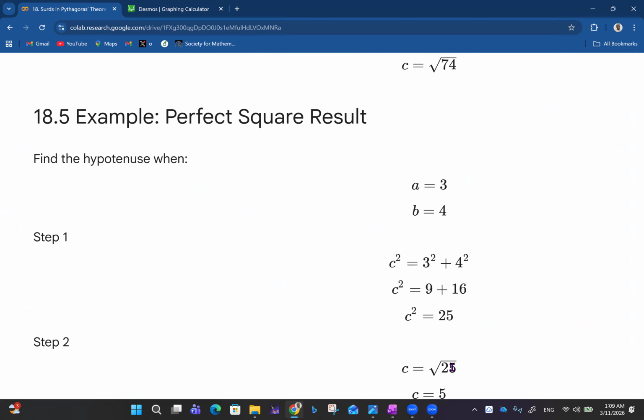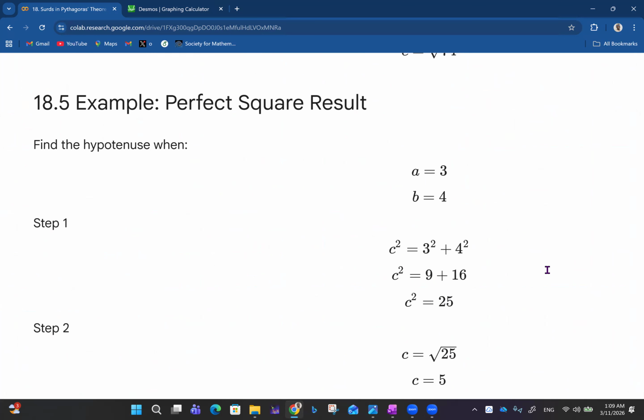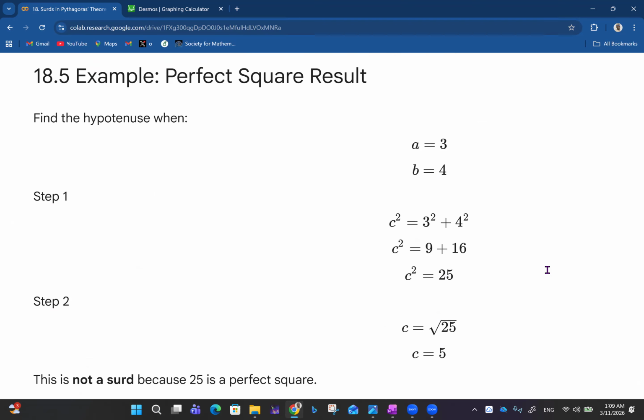Then we move on to talk about perfect square results. We can have cases where the hypotenuse ends up being the square root of a perfect square, and then you can have a rational result. So find the hypotenuse when a is 3 and b is 4. So c squared is 3 squared plus 4 squared. So c squared is 9 plus 16. c squared is 25. c is the square root of 25 and c is 5. This is not a surd because 25 is a perfect square.